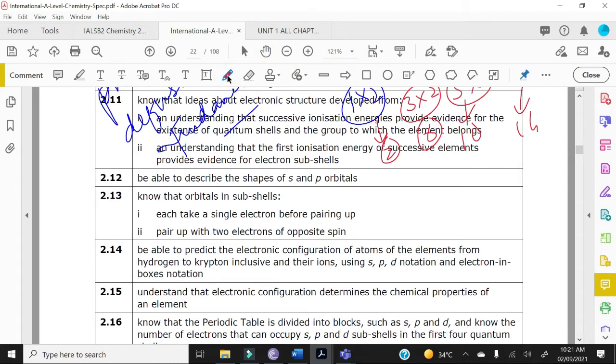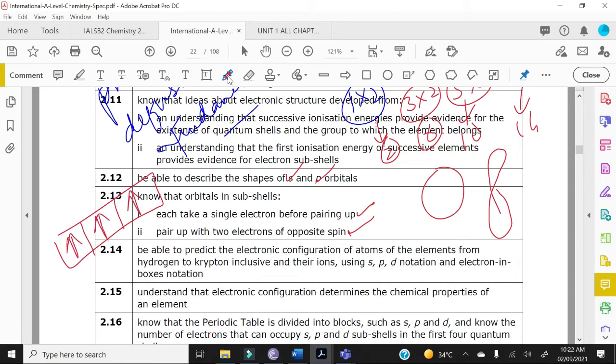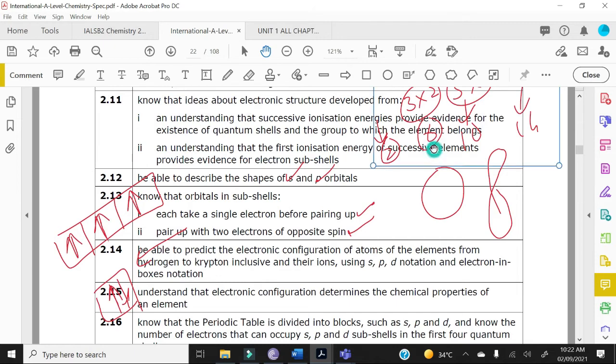Okay, be able to describe the shape of S and P orbitals. We already talked about S and P orbitals. Okay, S was spherical in nature and P was dumbbell in nature. Okay. Know that the orbitals in subshells each take a single electron before pairing up. There were rules which I explained to you, the Hund's rule and the Pauli exclusion principle. Pair up with 2 electrons of opposite spin. So rule number 1 was that they will be living independently. And rule number 2 was that you can then pair up with opposite spin.